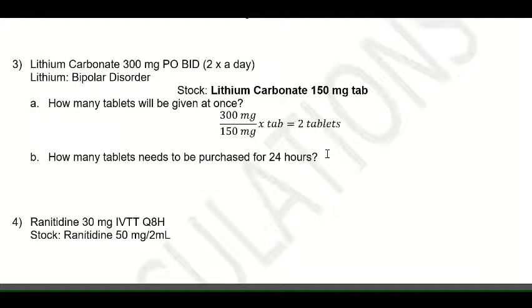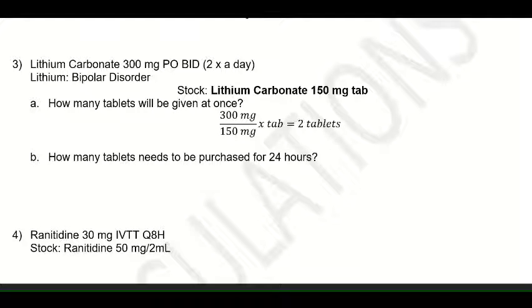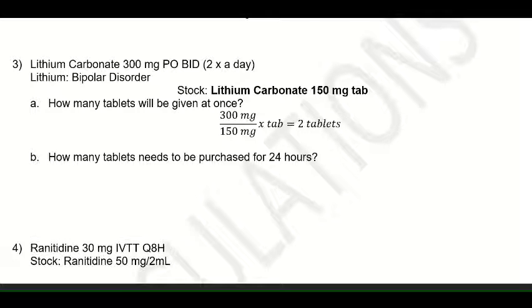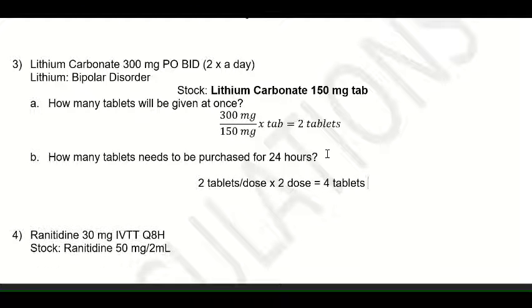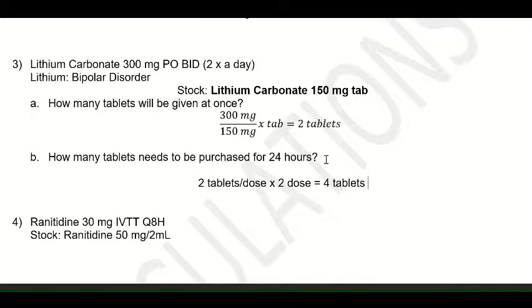It says, how many tablets need to be purchased for 24 hours? So you know that this is taken twice a day. So you have 2 tablets per dose, and in a day we need 2 doses. And that would give you 4 tablets. I hope you got it right.